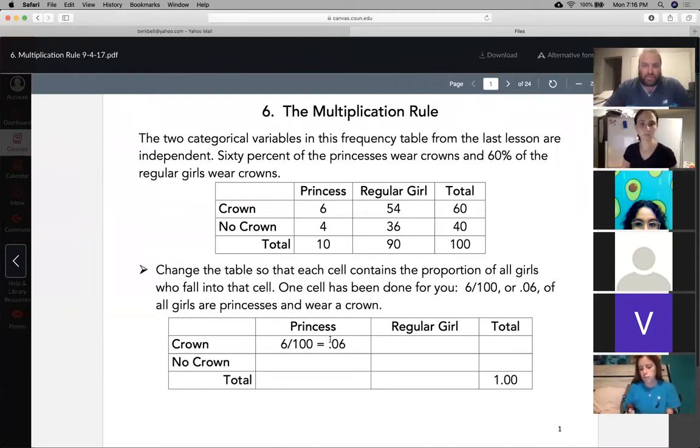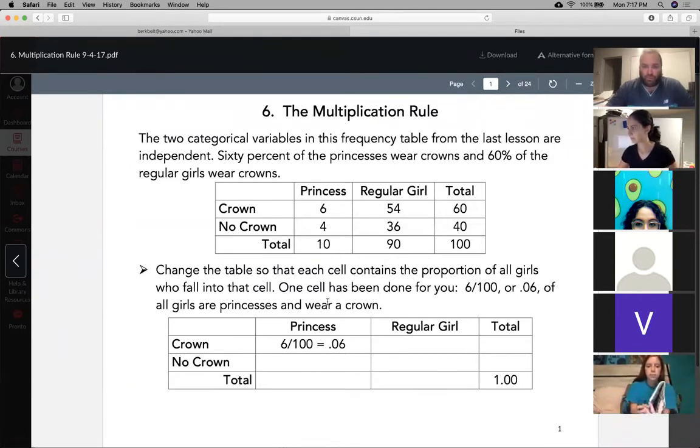So let's consider the following two-way frequency table. 2 ways, again, because you have 1 way here and 1 way here. We have a total of 100 girls. 60 of them have crowns. 40 of them don't. 10 of them are princesses. 90 of them are not. And the particular values in each section are 6, 54, 4, and 36. Now you'll notice, of the 10 princesses, what percent of those 10 princesses wear crowns? 60%. 60%, 6 over 10, right?